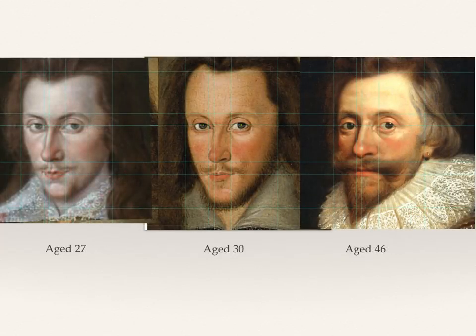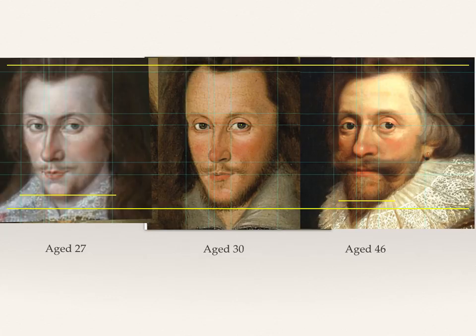It's interesting to compare the shape of Henry Wriothesley's face in different portraits. On the left he's 27, on the right he's 46. Here's the level of the chin in the tower portrait, and here the comparison of the other two. And here is the level of the hairline in the tower portrait, higher than both in the other paintings.